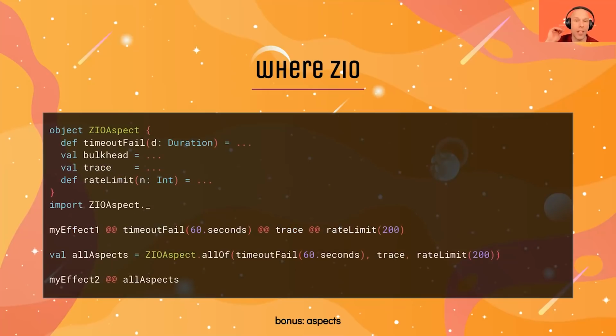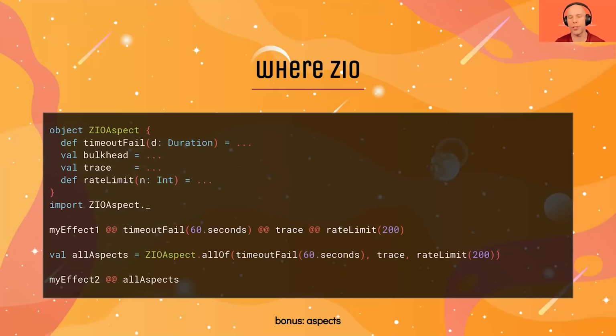And then we'll be shipping ZIO 2.0 with a bunch of different aspects such as timeout and bulkhead patterns, tracing and rate limiting and so forth. I don't know if all of these will be in ZIO or how many will be in third-party libraries, but we'll definitely be shipping ZIO with some of them, and then you'll be able to go and get the rest of them in third-party libraries.